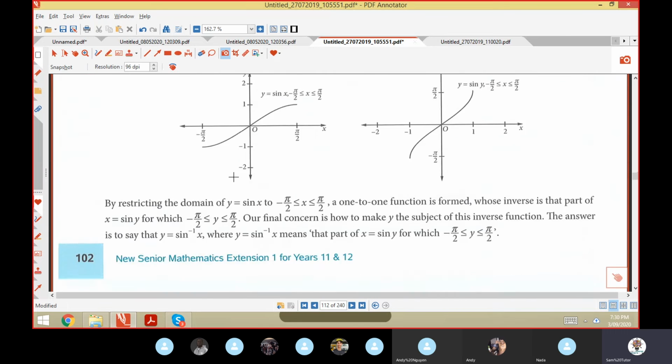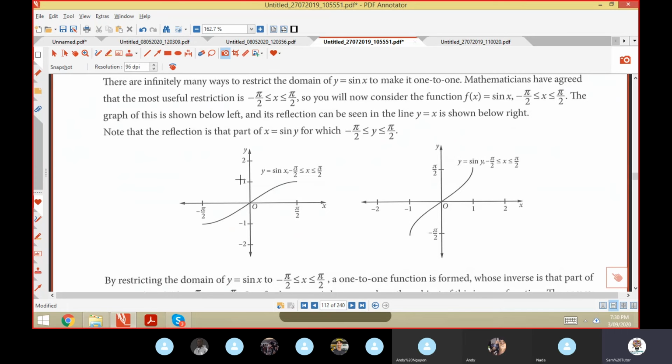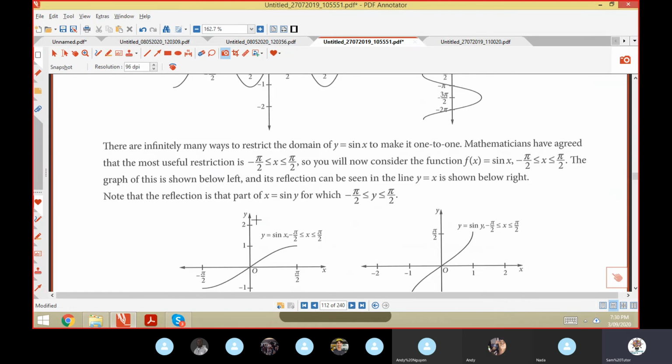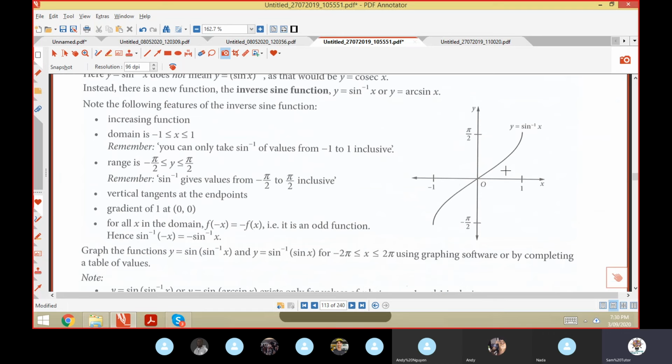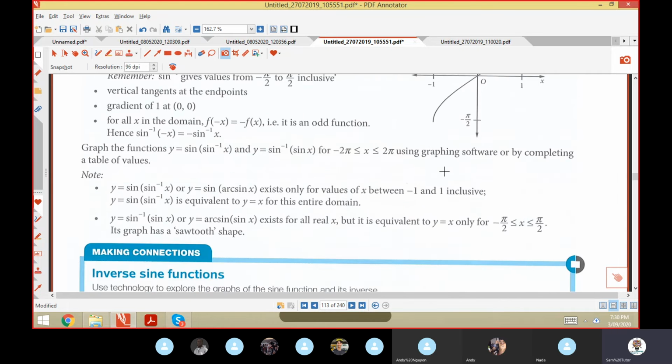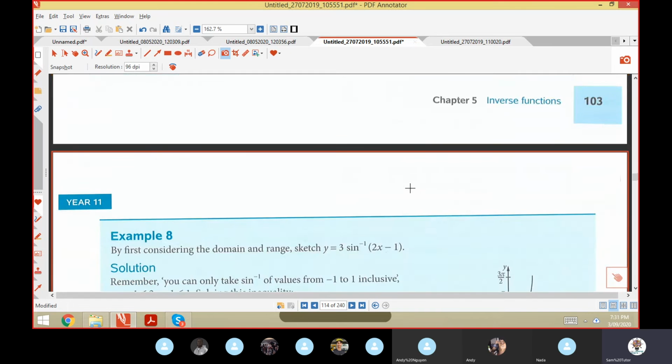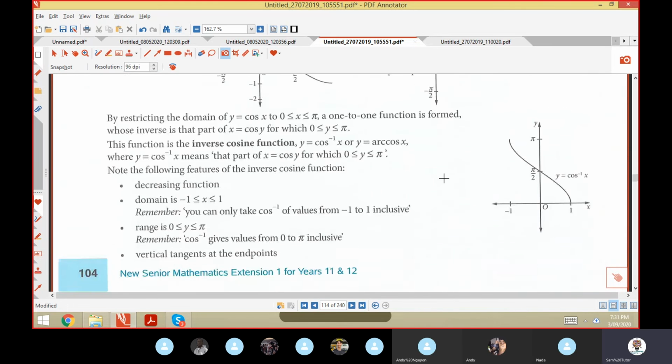Okay, inverse trig. So there's nothing for me to do with inverse trig. You have to memorize your graphs, and once you memorize your graphs, you should know your domain and range. So there it is, inverse sine. If you need to write that, copy that down. -pi on 2 to pi on 2, -1 to 1. Okay. Then we have the same thing for inverse cos. There it is. Copy that down. -1 to 1, 0 to pi.